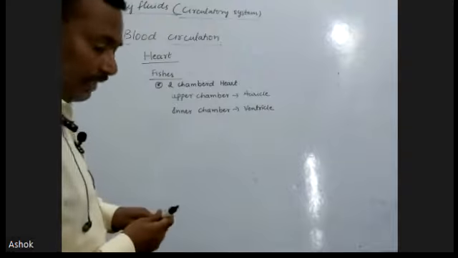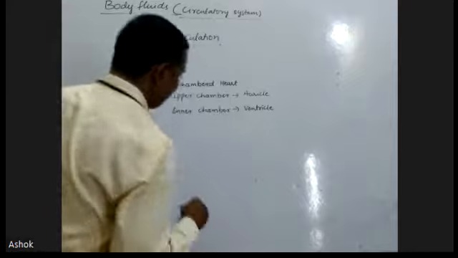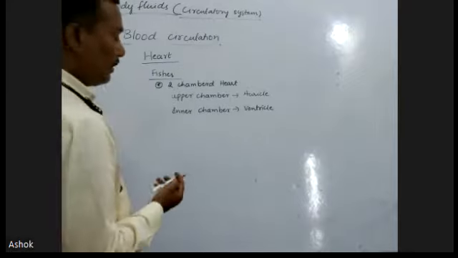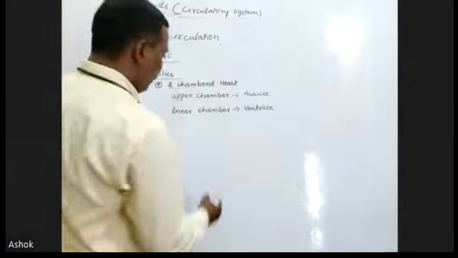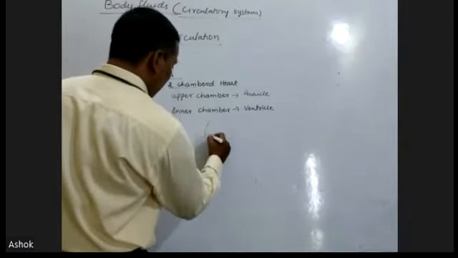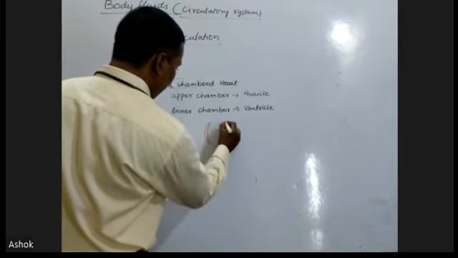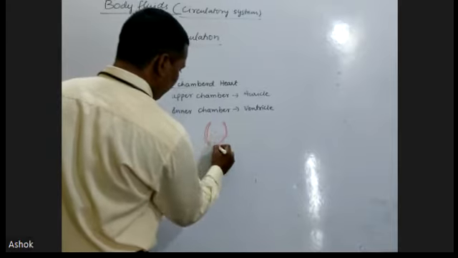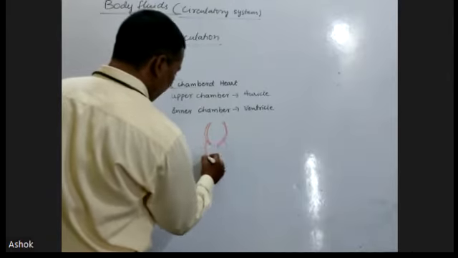And I would like to draw the diagram also. Listen to me, Nana. Fishes contain a two chambered heart. The first one is the auricle, and the second one is the ventricle. Here is the auricle, and the inner chamber is the ventricle.